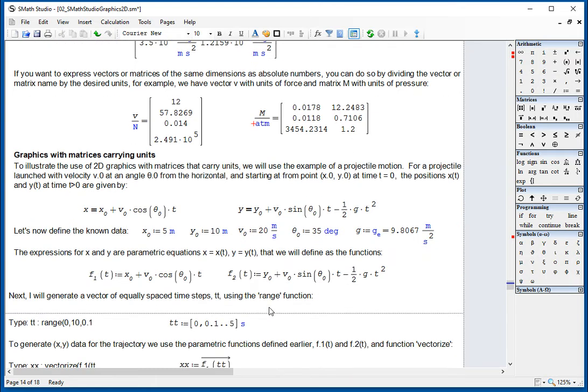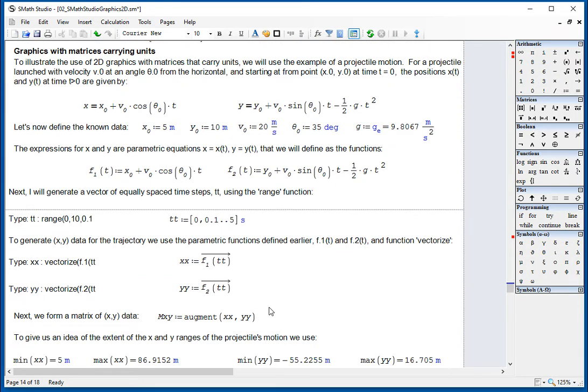Now we're going to be talking about graphics with matrices, or functions actually, that carry units. The example I'm going to talk about here is the case of projectile motion, where the separate movements of the x and y positions are given by these two equations, the well-known equations of projectile motion. In the first example, we're going to use units of the international system. We have the initial position, initial velocity with initial inclination, and gravity given by the standard constant available in the units of SMath Studio.